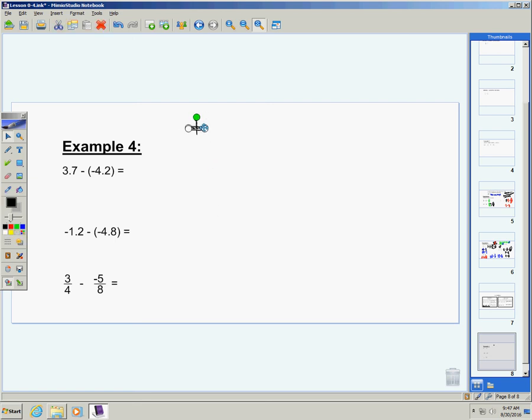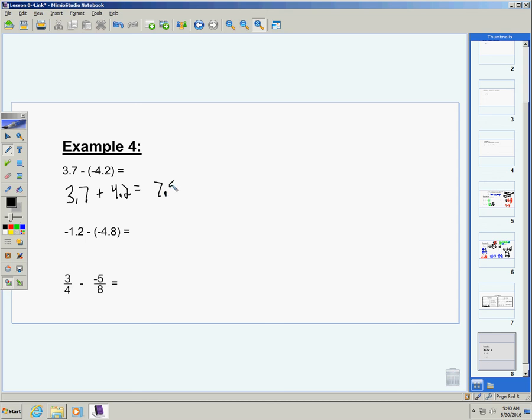Okay, so when you have two negative signs in a row, so when you subtract a negative, they make a plus sign. So instead of 3.7 minus negative 4.2, the two minus signs form a plus sign. So it's 3.7 plus 4.2. And that makes this problem a lot easier. 3.7 plus 4.2 is just 7.9.